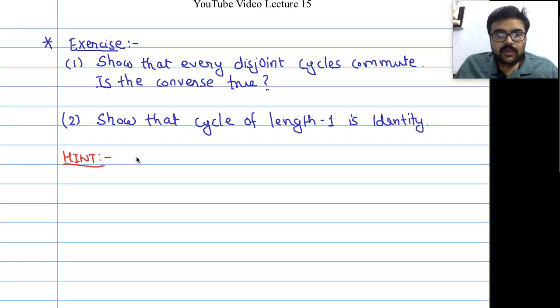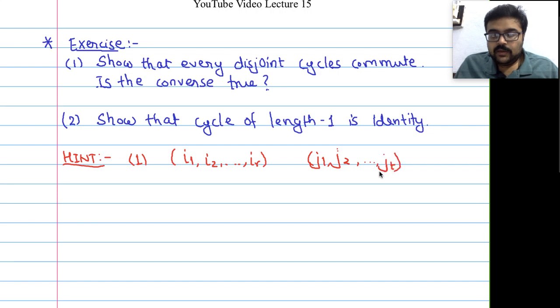The hint for the first one is we take two cycles. Now we are proving in general, not by an example. Suppose we have a cycle (i1, i2, ..., ir) and another cycle (j1, j2, ..., jt), and they are disjoint. None of the i_k is the same as j_p, where k equals 1 to r and p equals 1 to t. They do not have any element in common, so all these are distinct. Now what do we have to show?